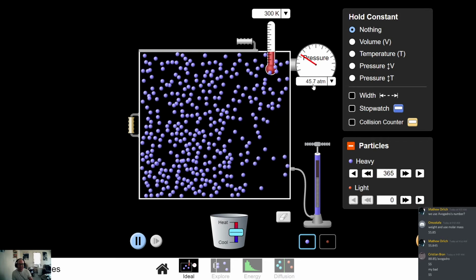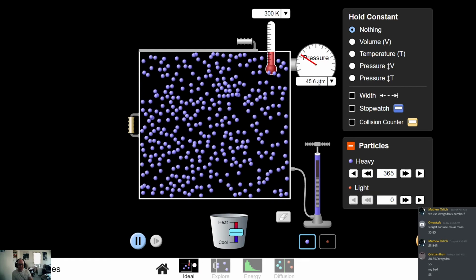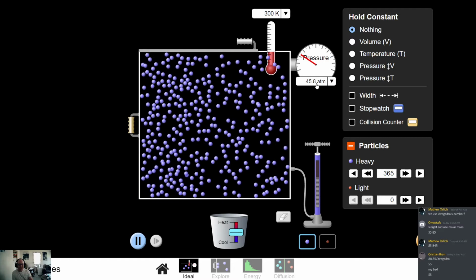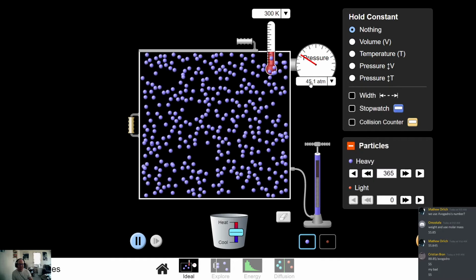So the pressure goes up. It's going to stabilize eventually, I would assume. Temperature here is now at 300 Kelvin. Pressure's changing a lot, huh? It's interesting. I wonder why that is.